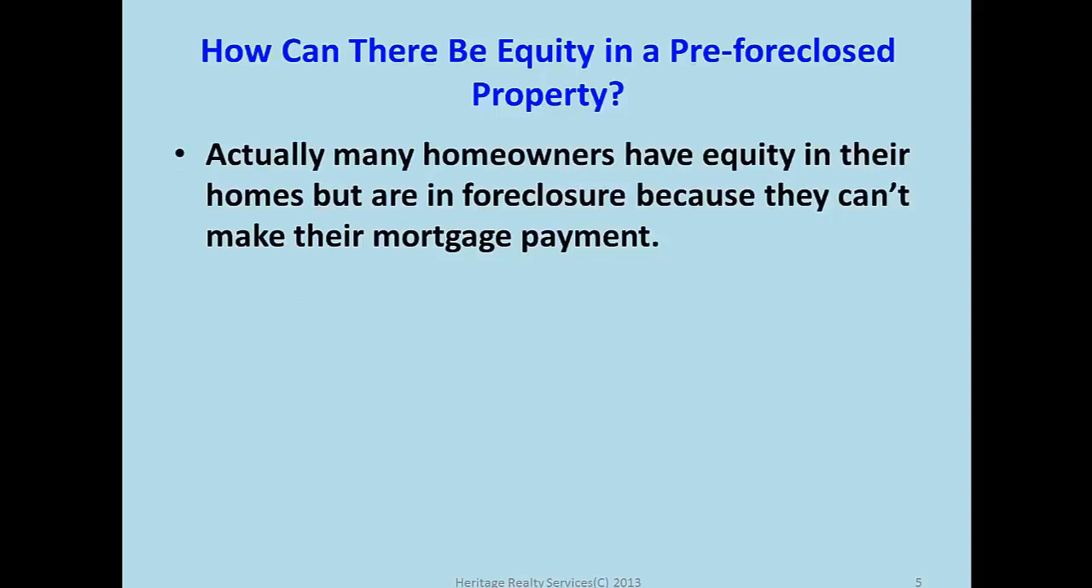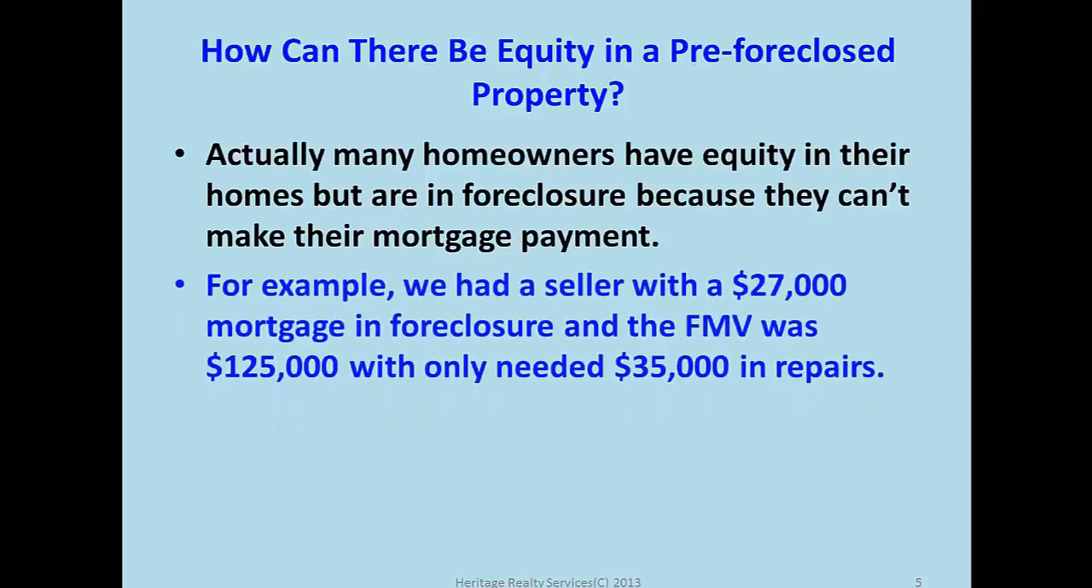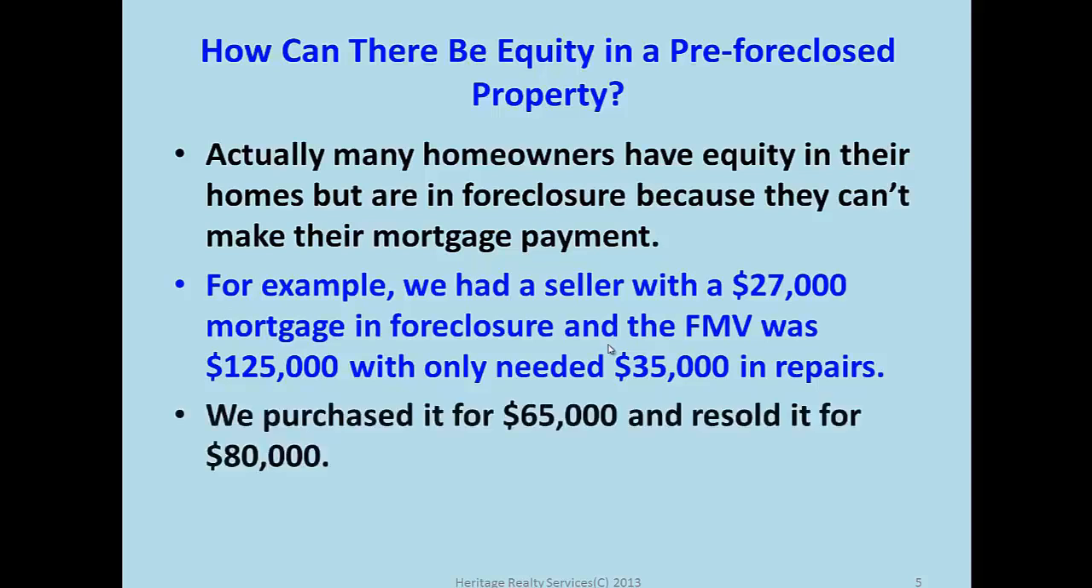We recently worked with a seller that had a $27,000 mortgage. She was in foreclosure. Fair market value was $125,000, so she had a lot of equity. We purchased it for $65,000 and resold it for $80,000. Now the question is, did we equity skim here?